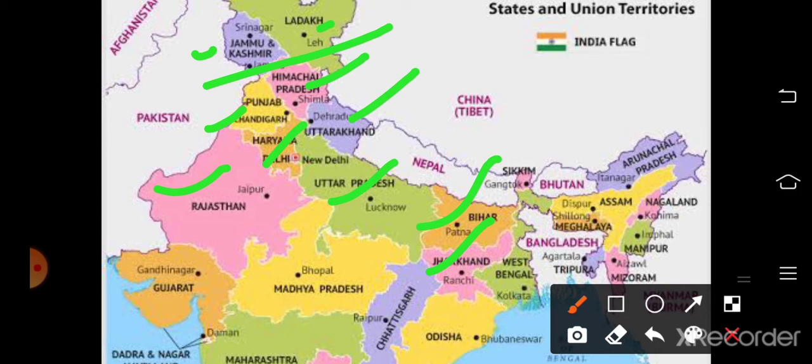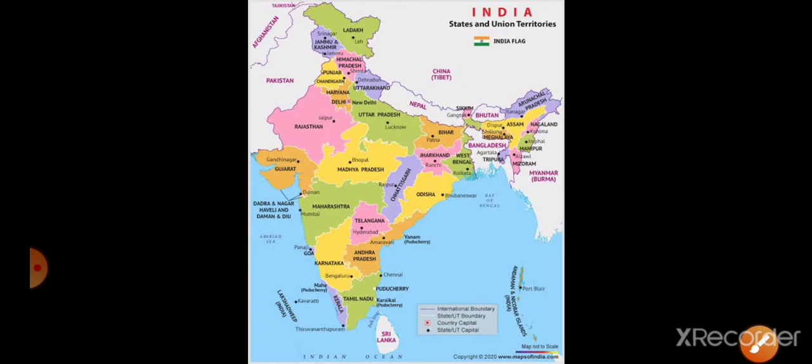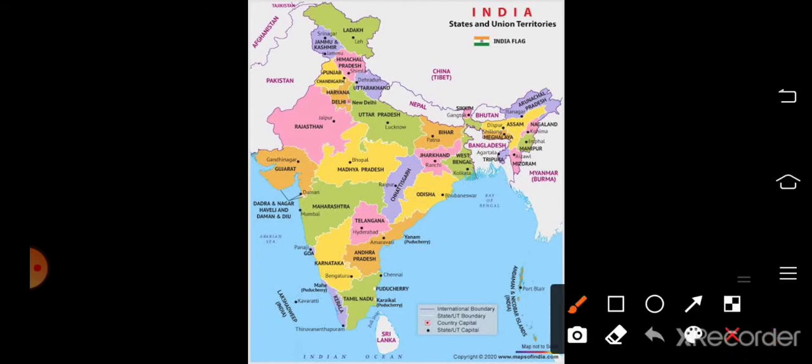Then towards the east, you can see so many other states: Sikkim, Assam, Meghalaya, Tripura, Mizoram, Manipur, Nagaland, and Arunachal Pradesh. These are the important things you have to keep in mind about the location of states. The capitals are also given in this map. Please go through that. Please try to watch this video repeatedly, then it will be very easy for you. Okay, children.